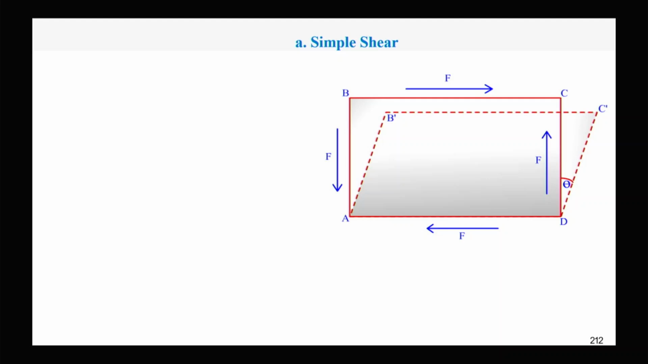So if we see the simple shear, this diagram shows the simple shear mechanism, where ABCD is the initial dimension, and when we apply a force F in the opposite direction, a parallel force, the fabric gets deformed and it becomes A, B dash, C dash, D, where the angle of deformation is theta. This angle of deformation is called the shear angle.